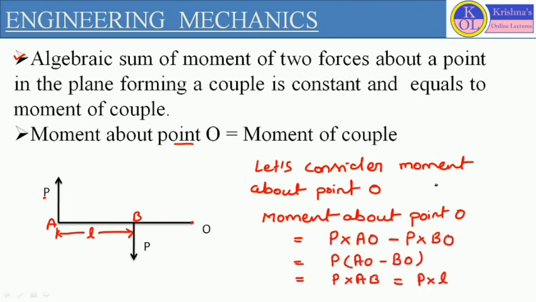So here let us consider the moment about point O. Here we have two forces. One force is rotating in this direction about point O, and one force is rotating in this direction about point O. And the distance between these two forces is L.